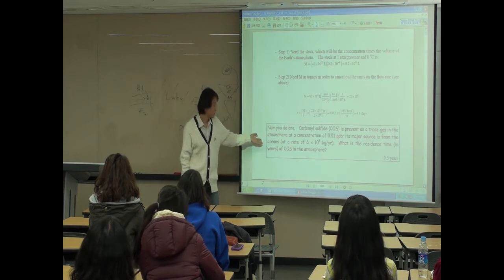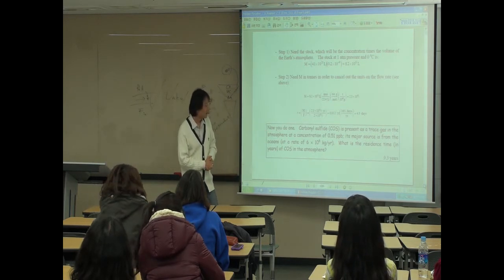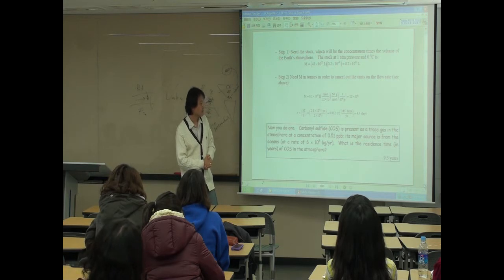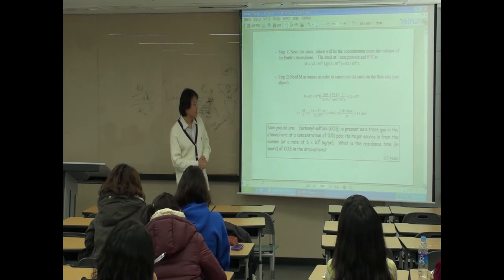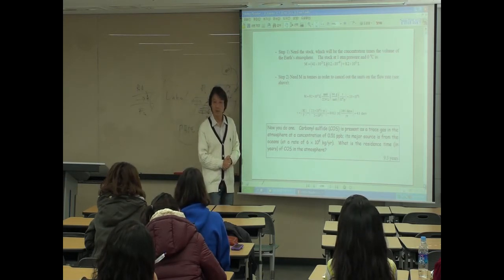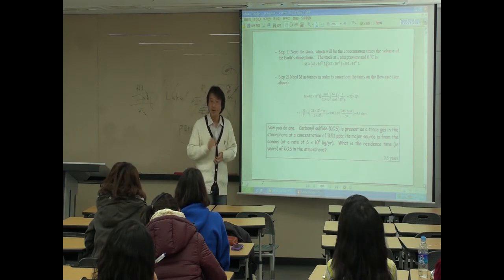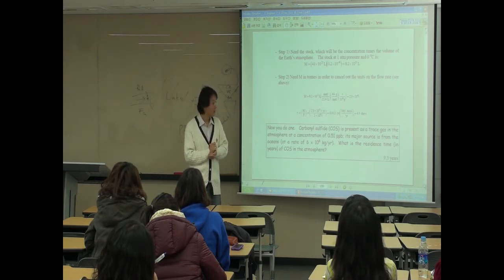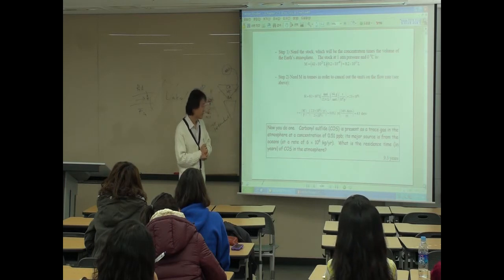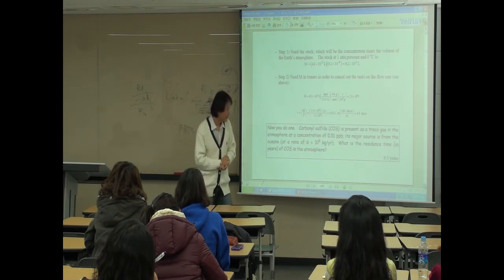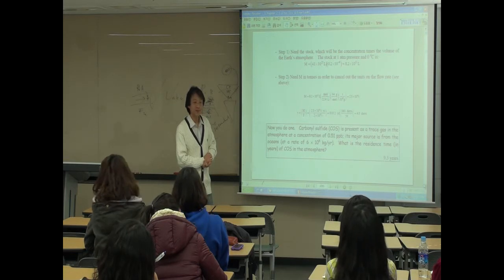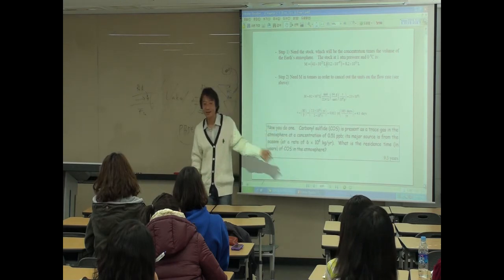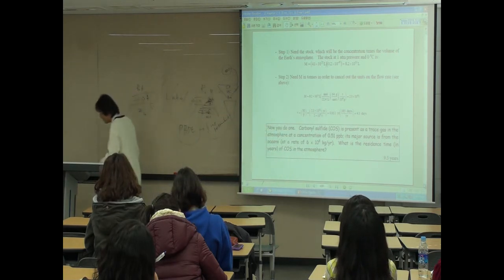You want to solve this problem. Let's say carbonyl sulfide, COS, is present as a trace gas in the atmosphere at a concentration of 0.51 ppb, which is very low, but it can cause cancer. Its major source is the ocean, at a rate of 6 times 10^8 kilograms per year. What is the residence time in years of COS in the atmosphere? The answer is 9.3 years. You do it as a small homework.